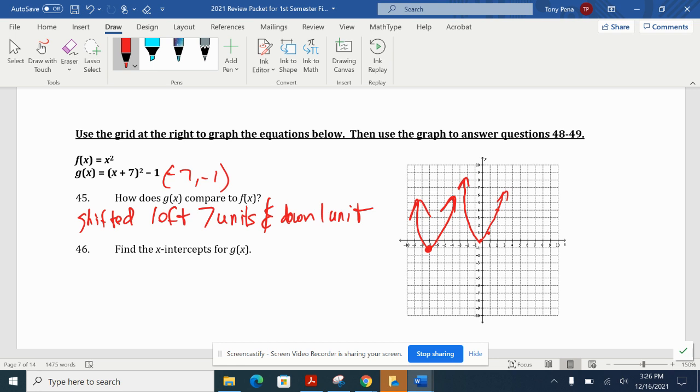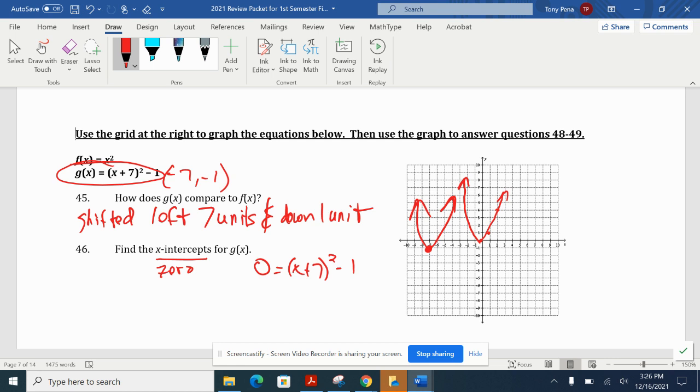Then I want to know, what are the x-intercepts for g of x? So again, x-intercepts are your zeros. So I'm going to take this equation here, g of x equals x plus 7 squared minus 1. And instead of g of x, if it's a 0, I'm going to replace this g of x with a 0.